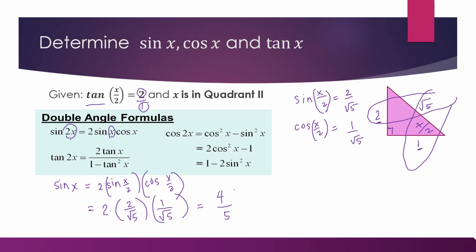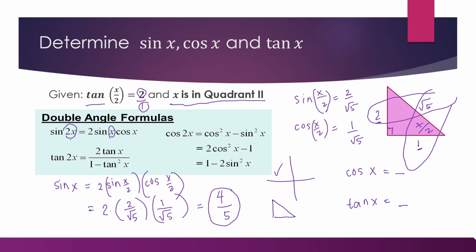Okay, ngayon kung ito na po yung sine x natin, remember our x is in quadrant 2. Okay, so quadrant 2, ibig sabihin, only the sine and cosecant are positive. Kaya si cosine of x tsaka si tangent x, magiging negative. So, unahan na natin ang negative, baka makalimutan natin. Okay? But then again, magre-refer tayo dito sa right triangle na to. So, kung may right triangle tayo, this time, yung ating acute angle ay si x.